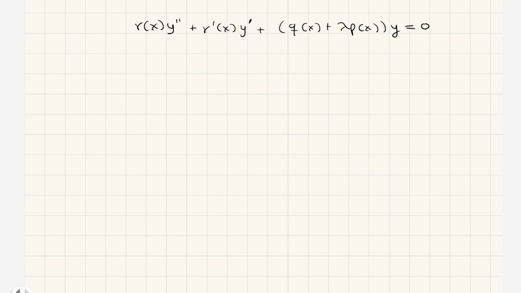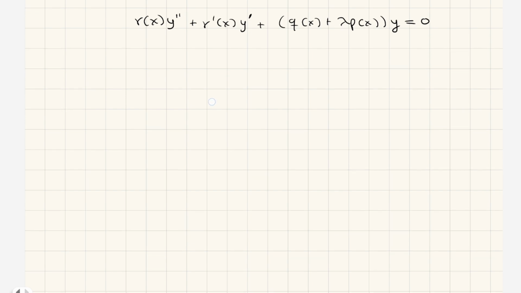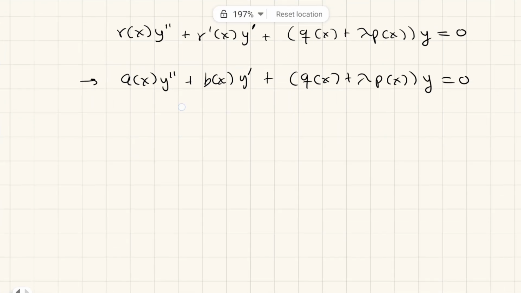Remember that there is another condition that we need to add to this differential equation to be considered as a Sturm-Liouville problem. But we can generalize the Sturm-Liouville differential equation to another one of the form a of x y double prime plus b of x y prime plus q of x plus lambda p of x y equals 0. The thing here is that we have the derivative of this first function, but this b of x is not necessarily the derivative of a of x.